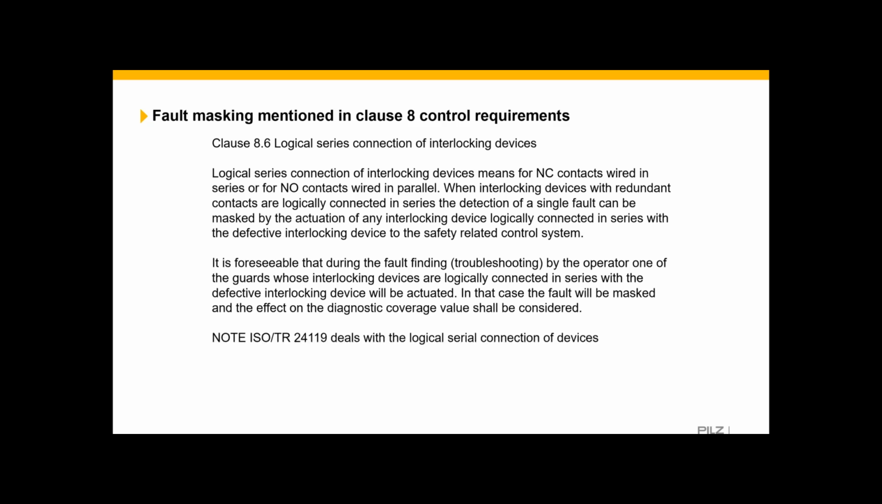And we have technical report 24119 that deals with logical series connection of devices. It details a specific case on how to deal with serial connection of interlocking devices, and the influence on the diagnostics capabilities of the safety interface. As there are a number of machines out there that have been in service for a number of years, it's worth considering fault masking for these and for new machines.